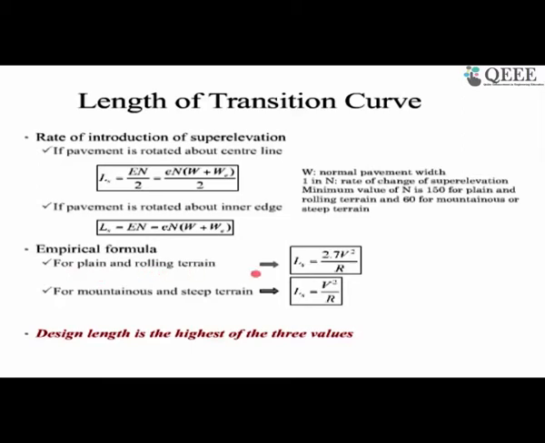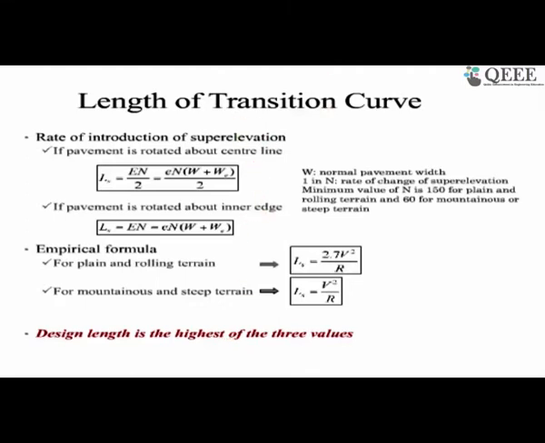Now the third type is again another empirical formula. For plain and rolling terrain, the IRC says that the length of the super transition curve is going to be 2.7 V square by R. If it is mountainous and steep terrain, it is going to be just V square by R. So we are going to get 3 different values for this, and we are going to choose the highest of the 3 values, and that is what we need to accommodate. So this is how we do the transition length.